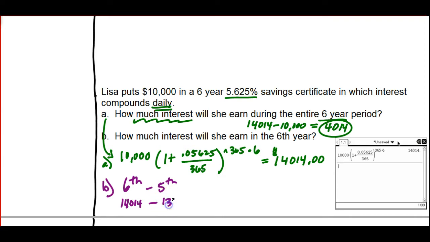which is $13,247.60. When you subtract those, you get $766.40. And so in year 6, she earns $766.40 in interest.